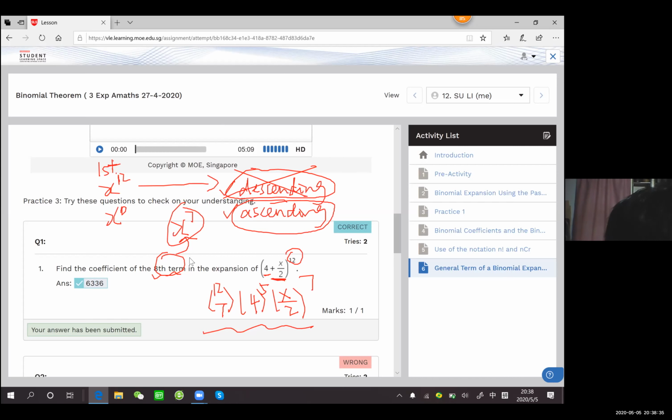For the first one, I got 7 by 2. Very good, 7 by 2. 4 to the power of 5. Then 1024. Two to the power of 7. What is 2 to the power of 7? 128, is it? Okay. So you just need to simplify this and see what you get.